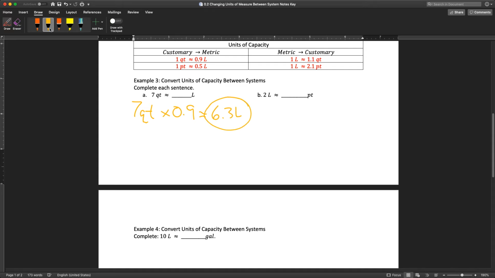In our second problem, on B, it asks us to convert 2 liters into pints. Liters is a metric unit of measure, pints is customary, so we're going from metric to customary. There's approximately 2.1 pints in 1 liter. So we're going to take our 2 liters and multiply it by 2.1 and get an approximate answer of 4.2 pints.